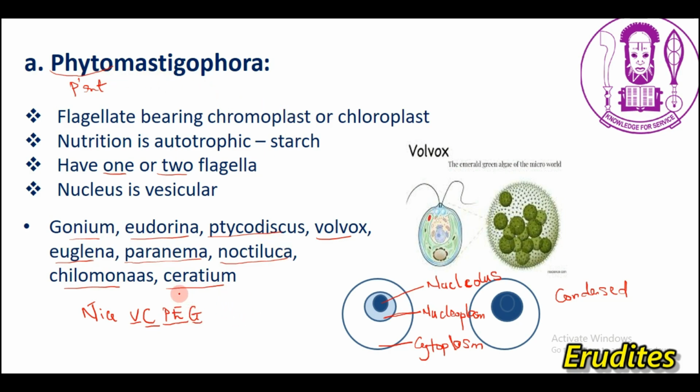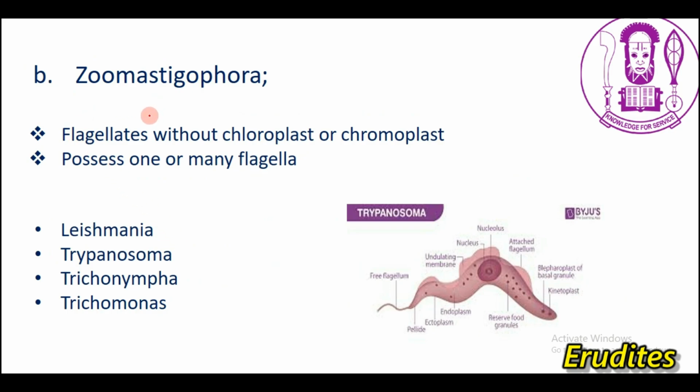Let's look at the other class, which is Zoomastigophora. The Zoomastigophora are a class of flagellates without chloroplast or chromoplast. The chloroplast is the organelle responsible for the production of chlorophyll. Chromoplasts are organelles responsible for production of pigments like carotene. Flagellates that do not have chloroplast or chromoplast are referred to as Zoomastigophora. Remember, the word zoo means animal.